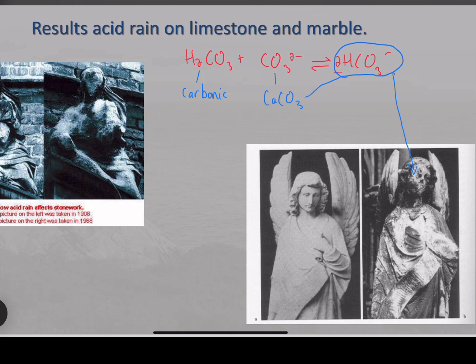Now, not that this is a bad thing, but the erosion of marble is often an indication that acid rain has occurred.